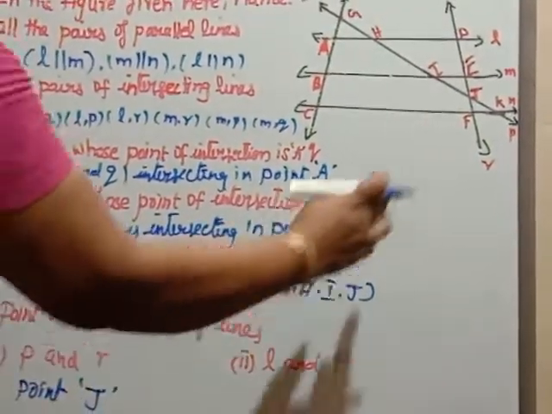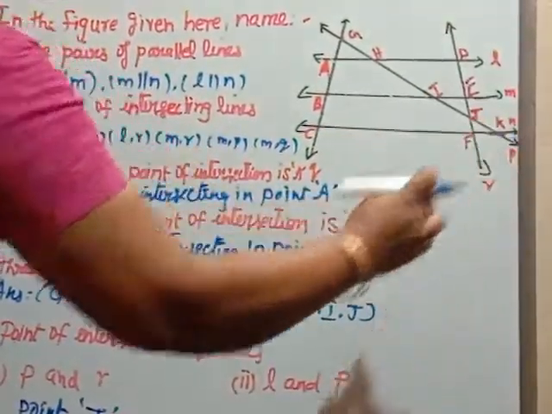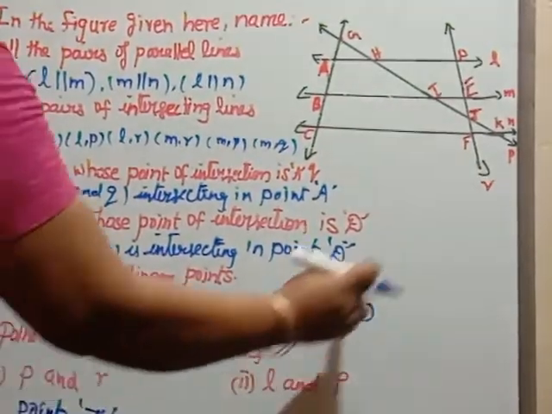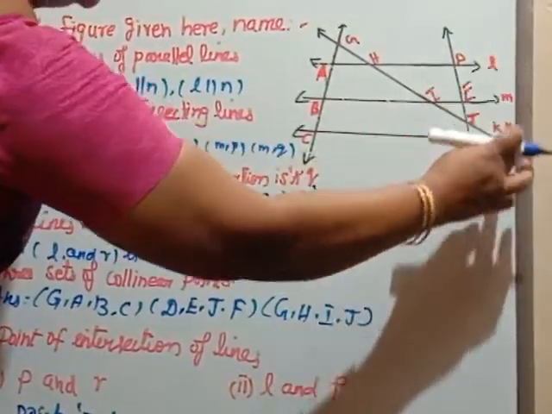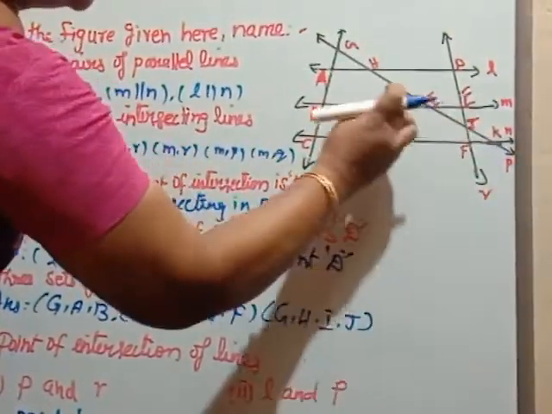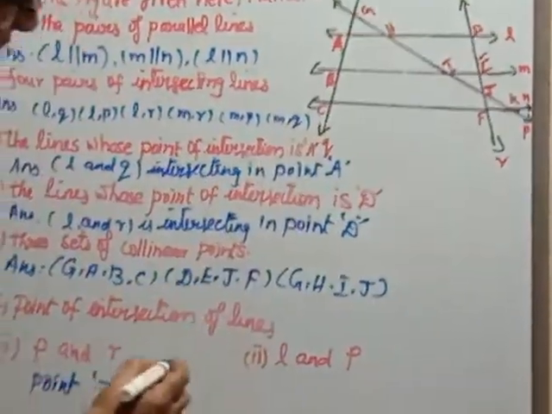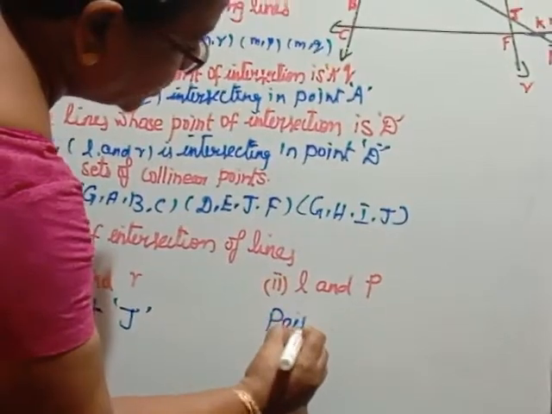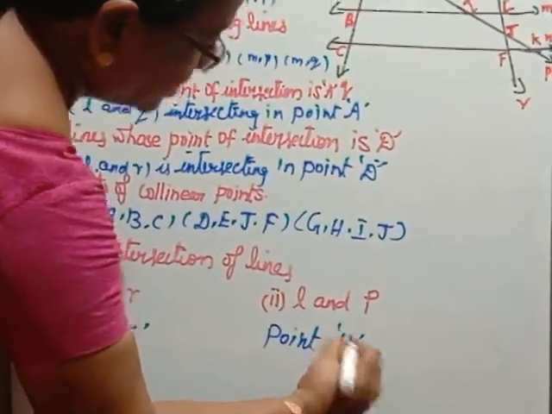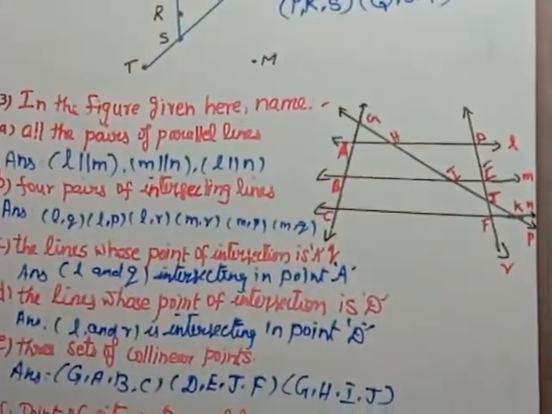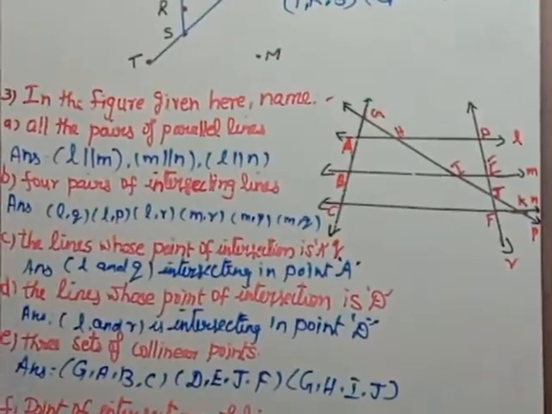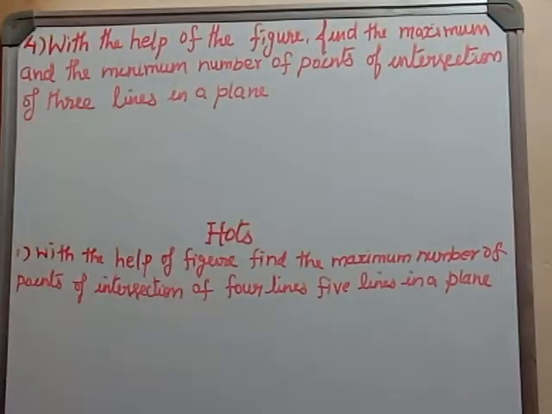Clear? Line L and P. Point of intersection of lines L and P. Here L, here P. Where are they intersecting? P is passing here, L is passing here. Which point? Point H. Understand, children? Now we are going to solve the fourth sum.